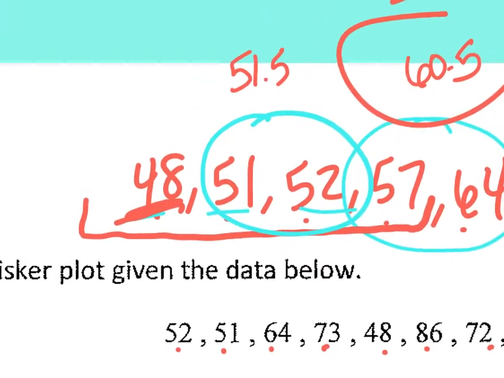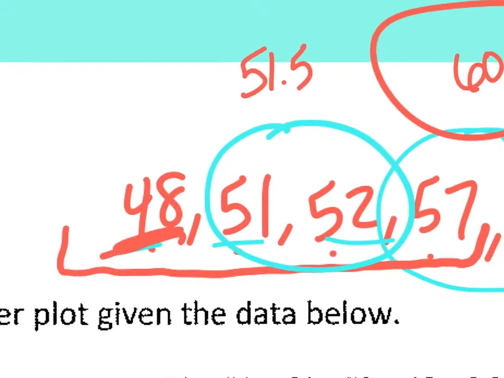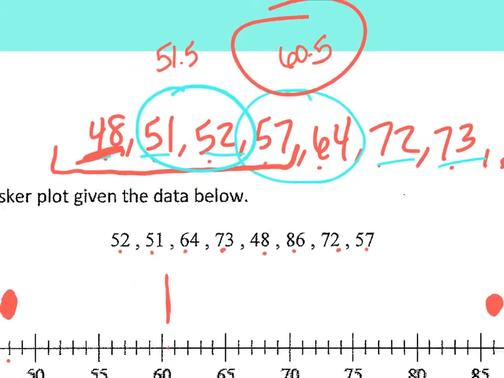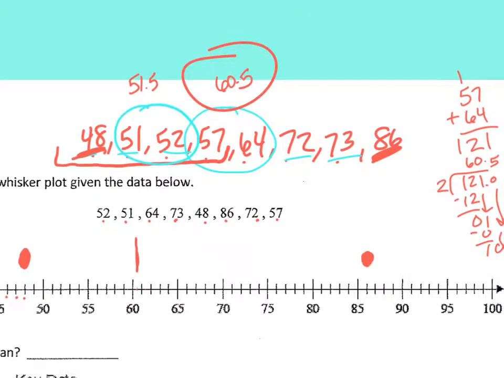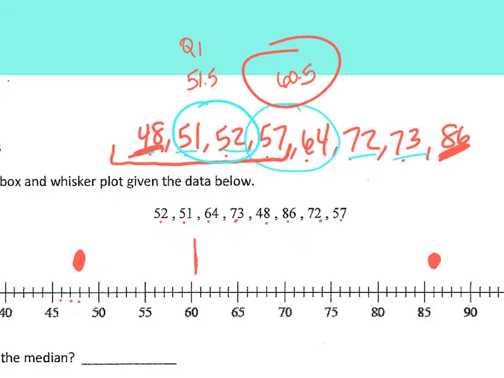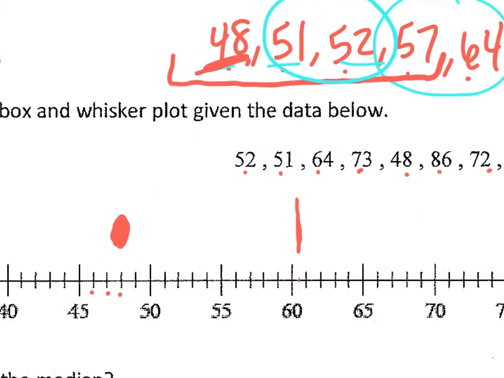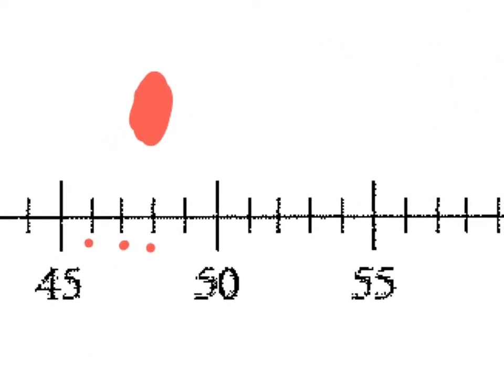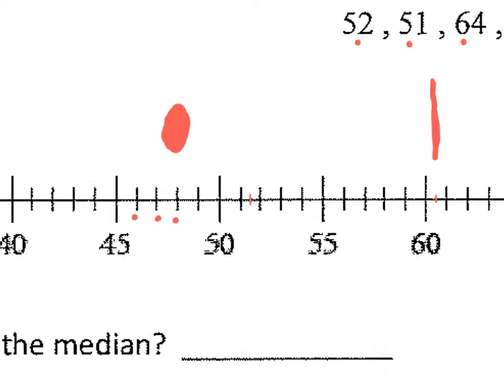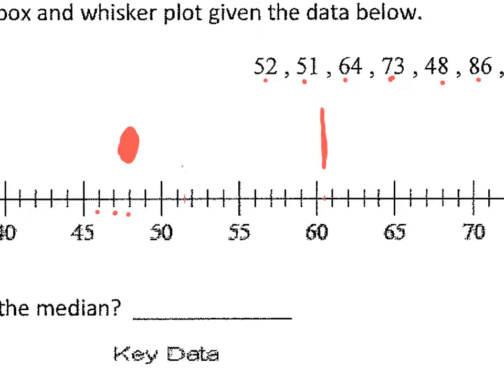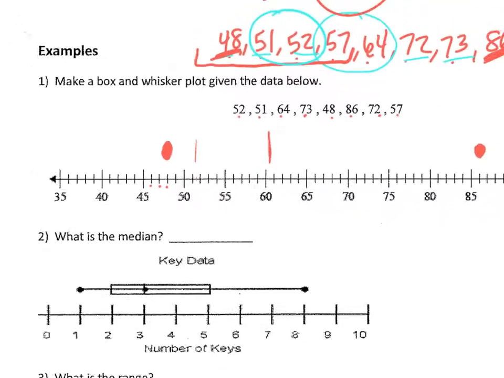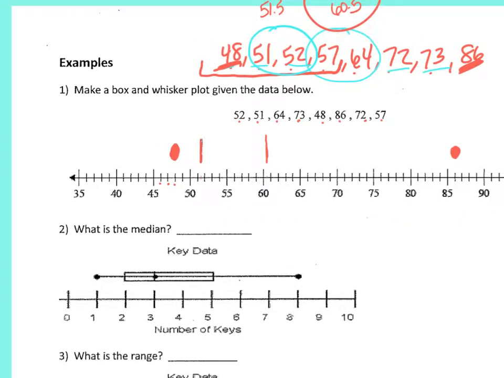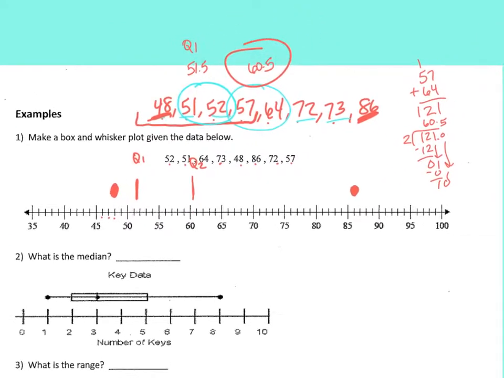Okay, so that first half, my median between 51 and 52 is 51.5. So that's Q1. 51.5 would be about right here. So let's make a hash mark above that. Okay, so I've got Q1, Q2.